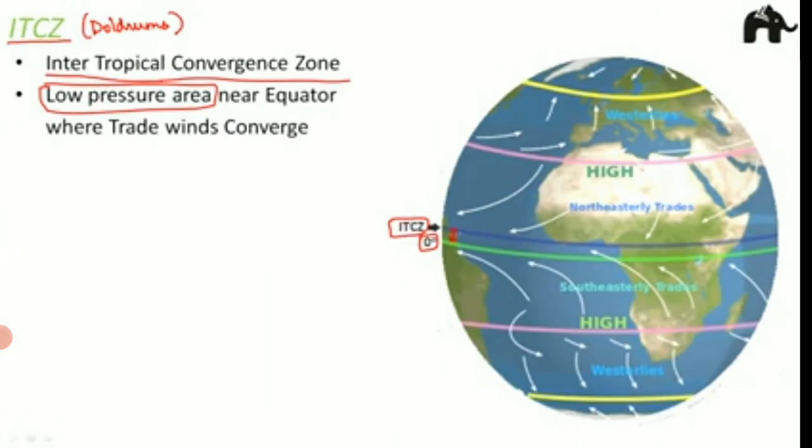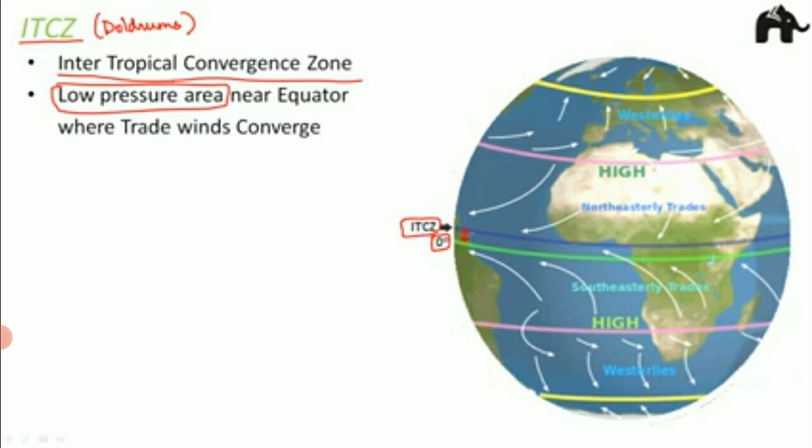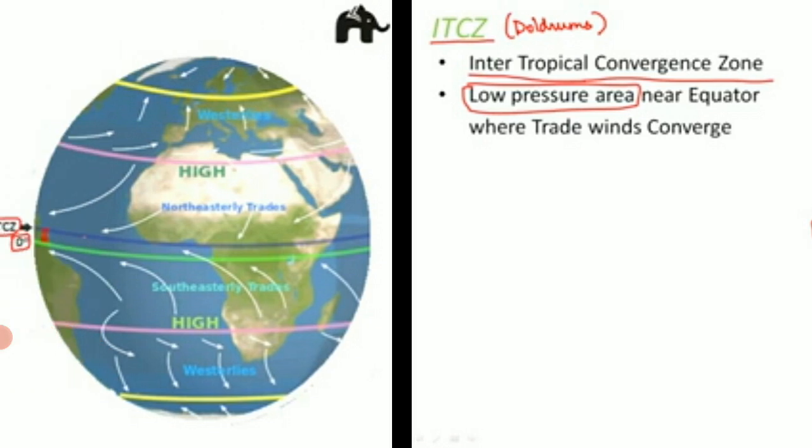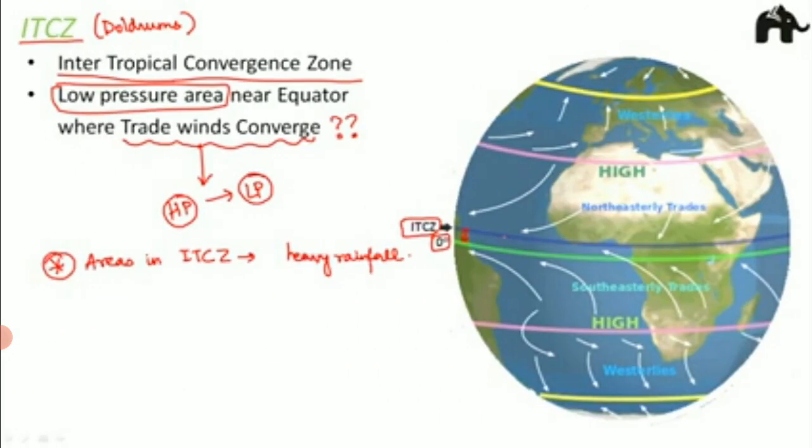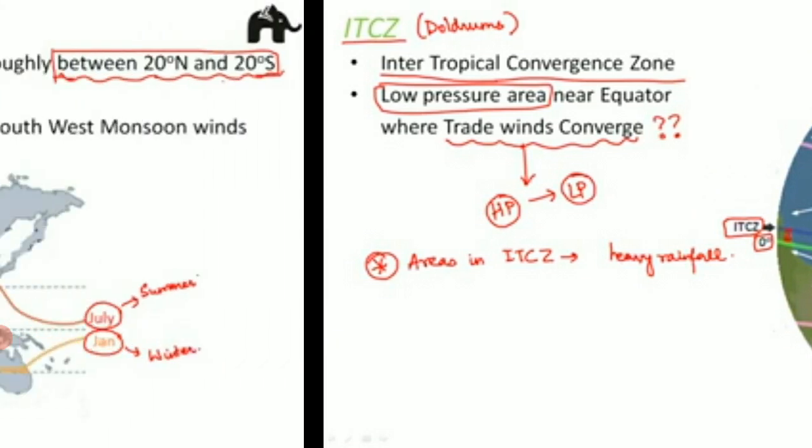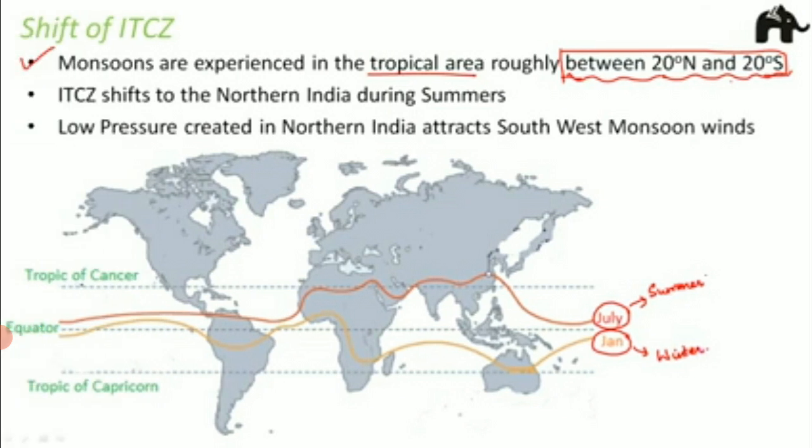So this was ITCZ. It's a low pressure area near the equator, and it is also known as the doldrums. Here you can see the trade winds converge. All the trade winds coming towards the low pressure area converge here. When they converge, they bring heavy rainfall. Getting it, children? Now we have talked about the shift of the ITCZ.